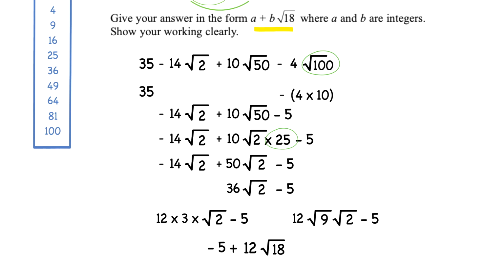Now our answer is in the format that the examiners are asking for. A is minus 5 and B is positive 12. Integers just have to be whole numbers. It doesn't matter if they're negative or positive. So that's this question done.